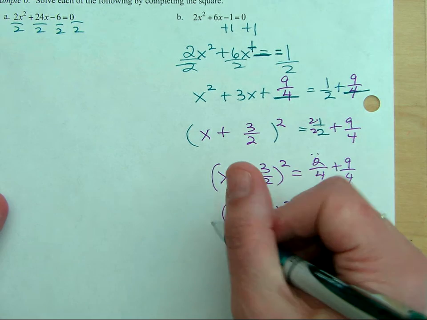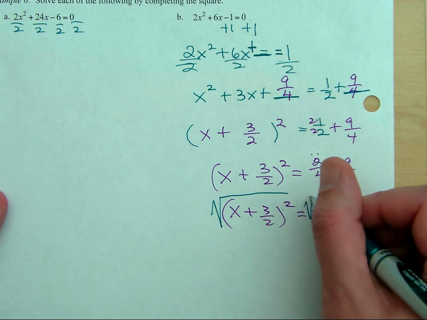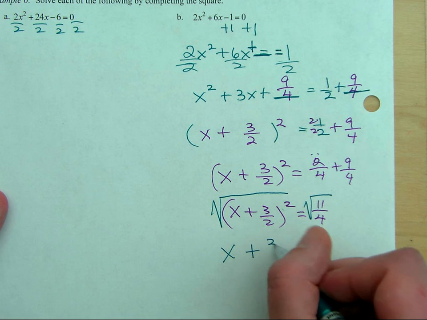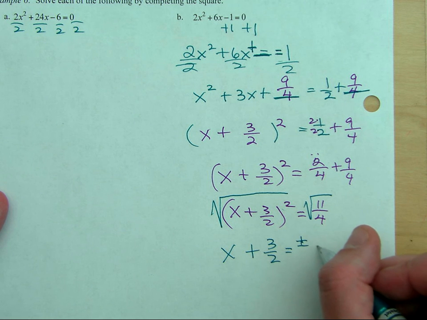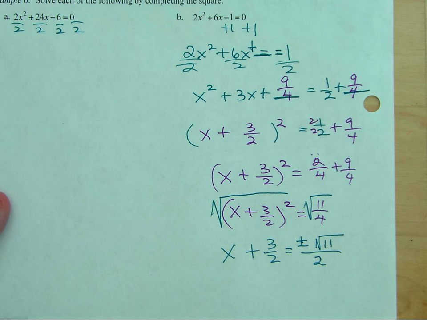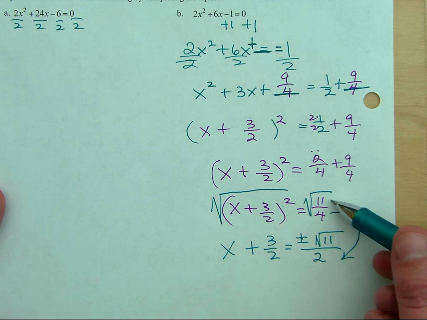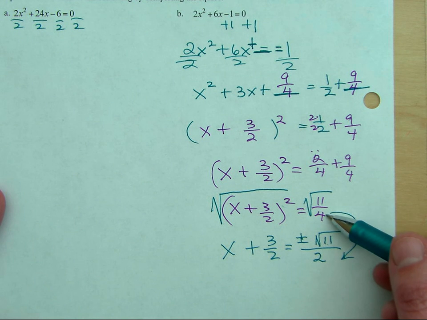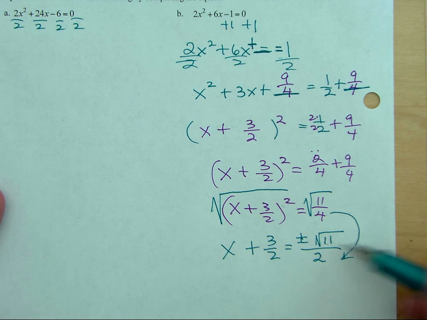And what should I do to solve for x now? Take the square root. Good. So I'm going to take the square root. Once I have that square term isolated, I can take the square root of both sides. I have x plus 3/2 equals plus or minus, now I'm going to do some fancy footwork, square root of 11 over 2. Do you see where I got the 2 from? I'm taking the square root of 4, which is 2. I can't take the square root of 11, so you can't do anything with the square root of 11.